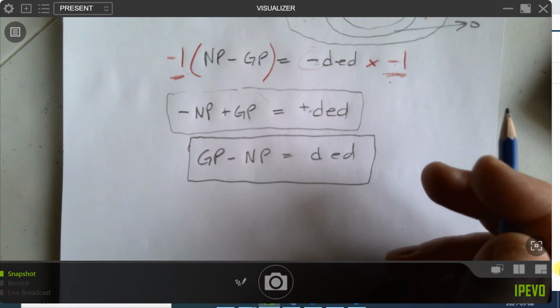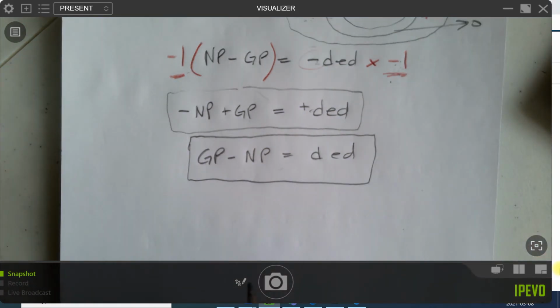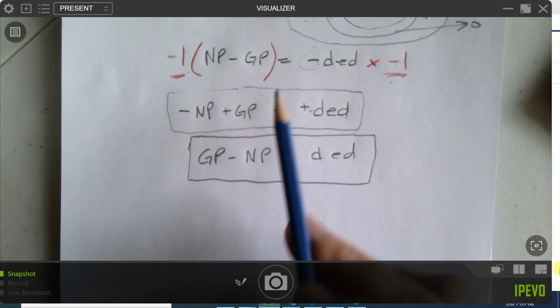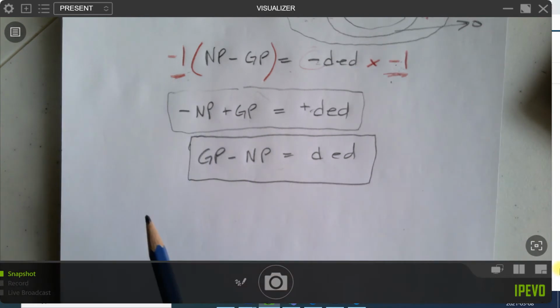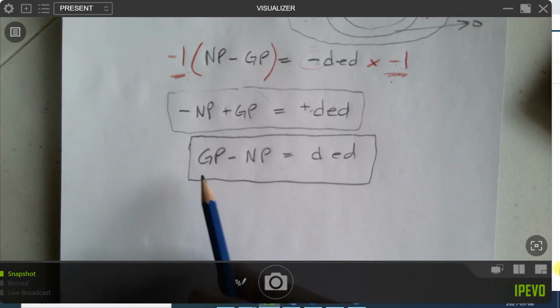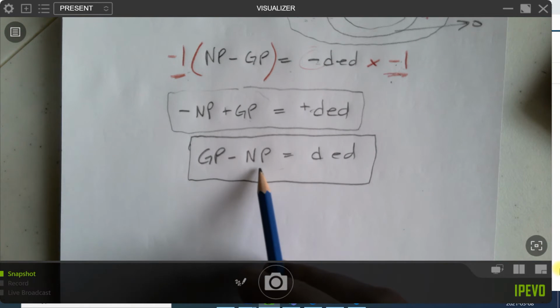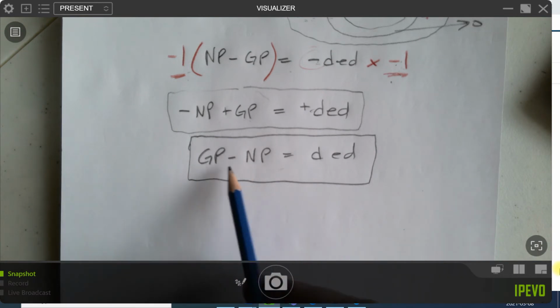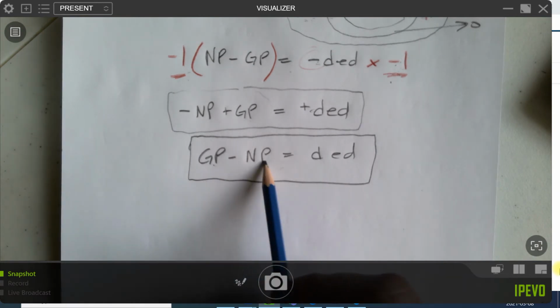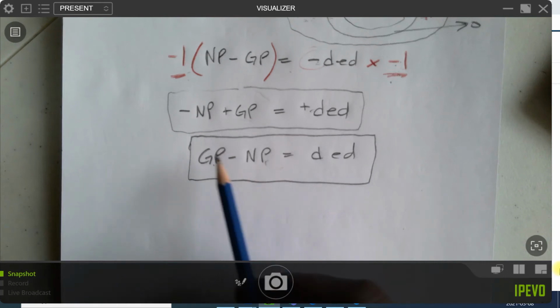You can multiply, divide, add, or subtract. Just remember, whatever you do to that side, you have to do to the other side to keep it equal. So there's our new formula: deductions is equal to gross pay minus net pay. That makes sense, right? Because gross pay is the bigger one. Net pay is what's left over. The difference between those two must be the deductions.